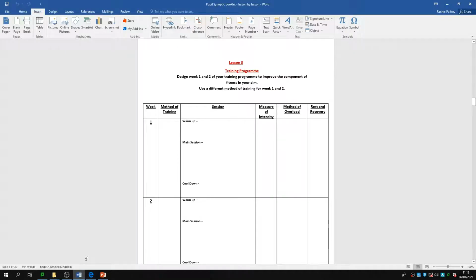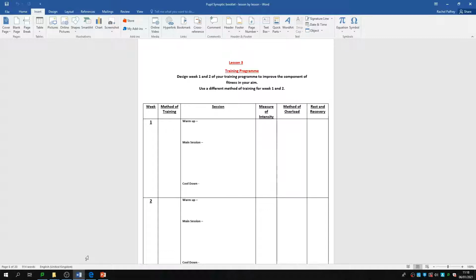For this lesson you need to start creating your training program. This is going to last for 6 sessions. You need to pick a component of fitness. The 3 that we've advised you to use are aerobic endurance, muscular endurance, or speed.